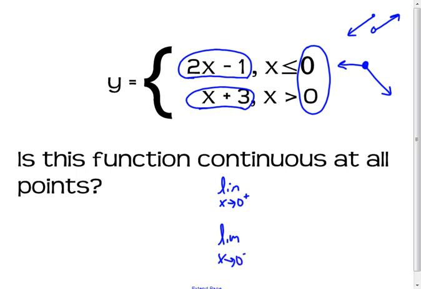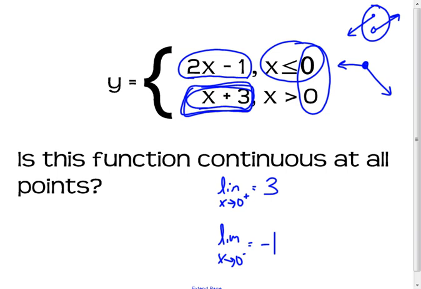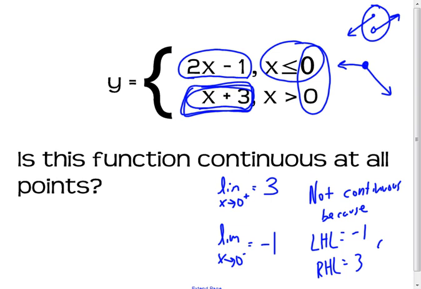Well, from the right would be when x is greater than 0, so that would be using this one, and we can use substitution, and as we approach it from the right, we would get 3, plugging in 0 for x. If we approach it from the left, that would be when x is less than 0. You plug that in, and you get 2 times 0, which is 0 minus 1 is negative 1. So those limits are not the same. So we have more of a situation like this. The function is not continuous at 0. Not continuous. Because left-hand limit equals negative 1, right-hand limit equals 3 at x equals 0.